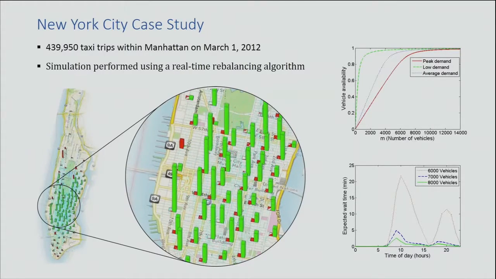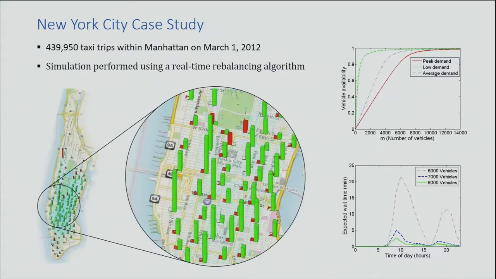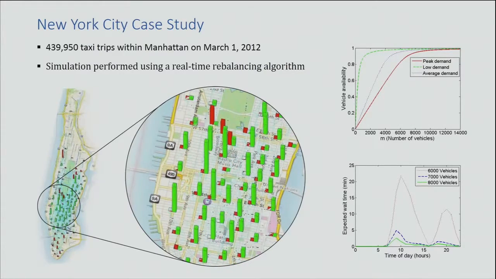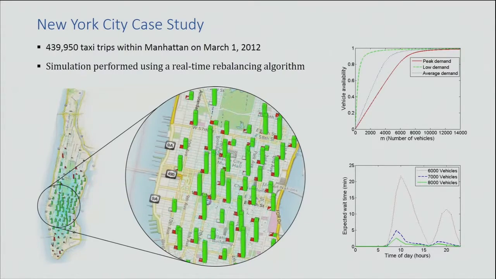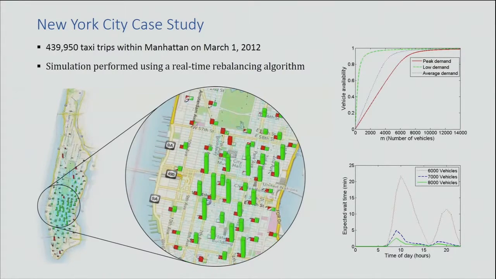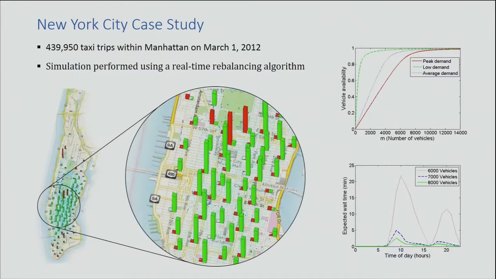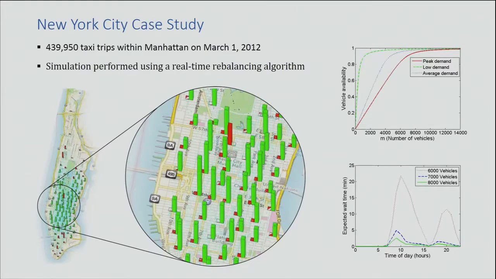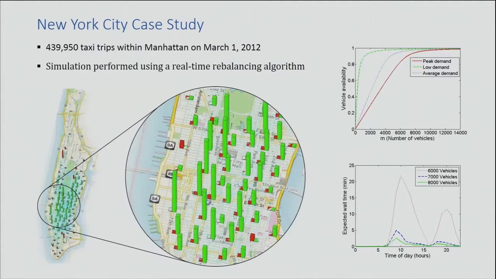So if you look very closely, you can see the rebalancing vehicles traveling to the stations where the customers are waiting. Now, both our queuing model and our simulations suggest that 7,000 to 8,000 vehicles would be able to achieve a high quality of service in Manhattan. To put this in perspective, there are over 13,000 taxis in Manhattan, and about 85% of all trips are within Manhattan. So I would say our system is comparing favorably to those.